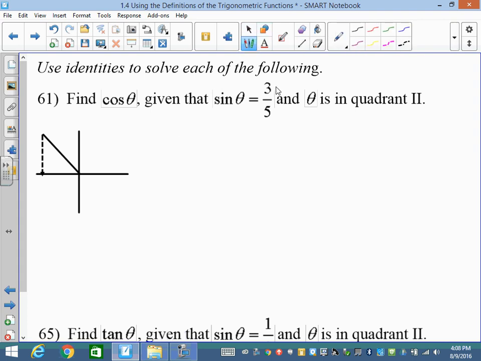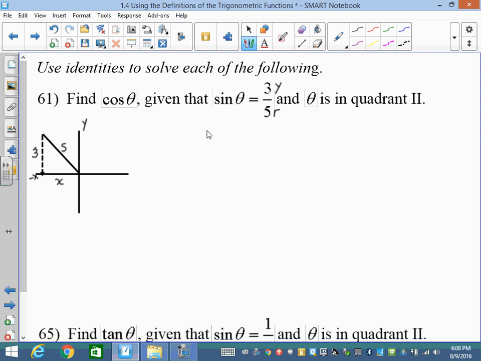Now remember, sine is y over r. So my y value is 3. My r value, which is the radius, if I drew a circle in here, it would be my radius, is 5. What we need is, what is my x value? And we know because we're over here, my x will be negative.